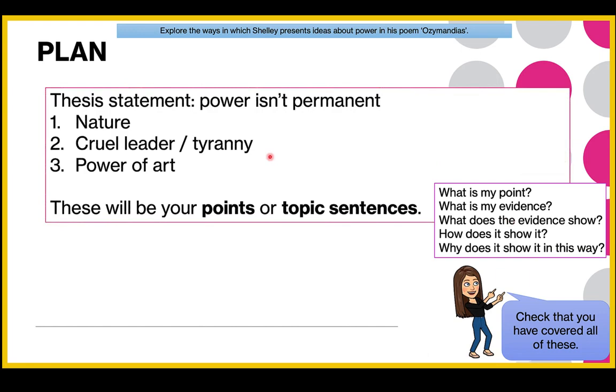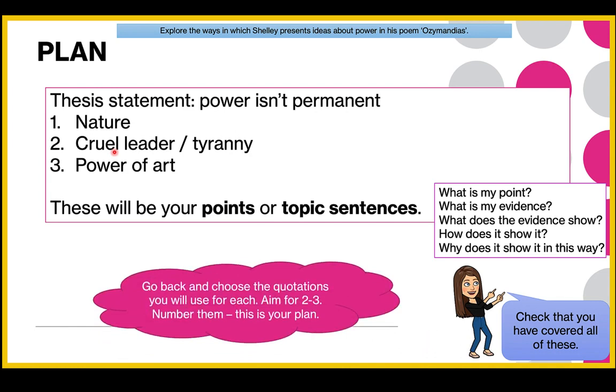So this is my plan, and as you can see, it's very, very short. Everything's in note form. My thesis statement is probably the closest that you've got to a full sentence. Power isn't permanent. How am I going to prove power isn't permanent? I'm going to talk about nature. Then I'm going to talk about the cruel leader that's presented in the poem and tyranny and how that's presented. And then I'm going to talk about the power of art. Now these are going to be my points or my topic sentences. These will add to the different sections of my essay. So I'll start with my thesis statement in my introduction, and then I'm going to have 3 different sections.